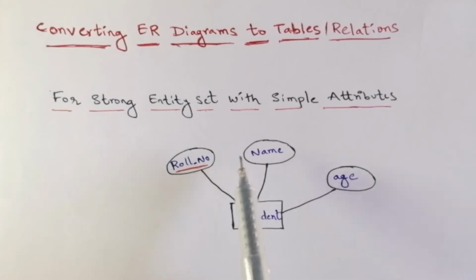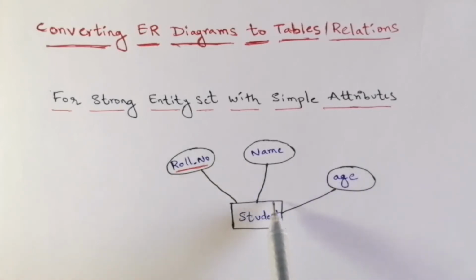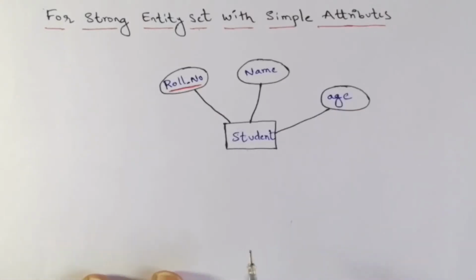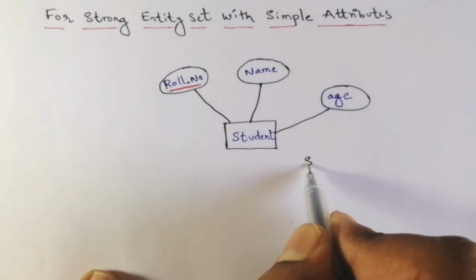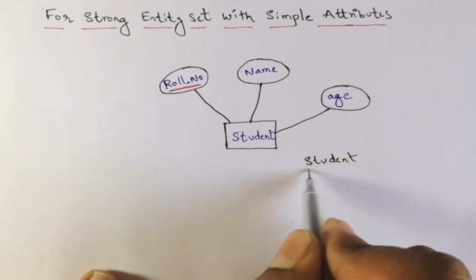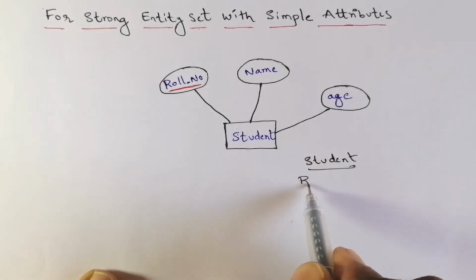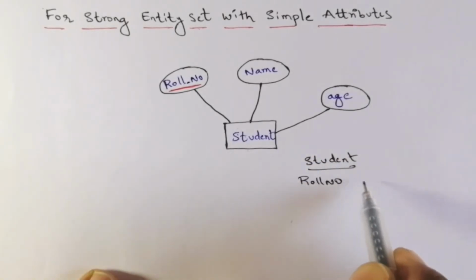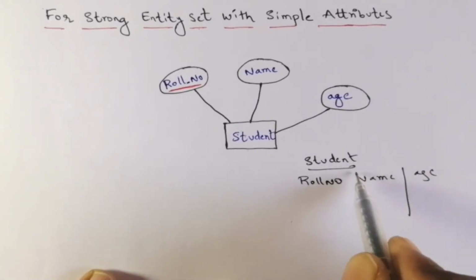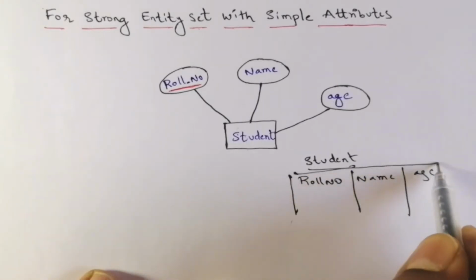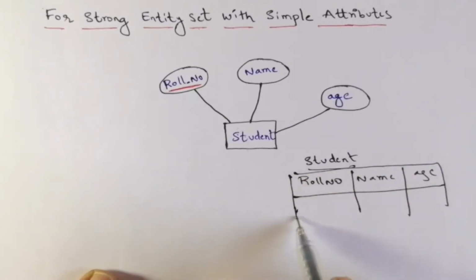Now let us see how to convert this particular entity to a relation. For this entity we require only one table, right? So our table name is what? Student, and it has 3 attributes. What are those? One is the roll number, another is the name, and another is the age. So this is going to be our relation, right?